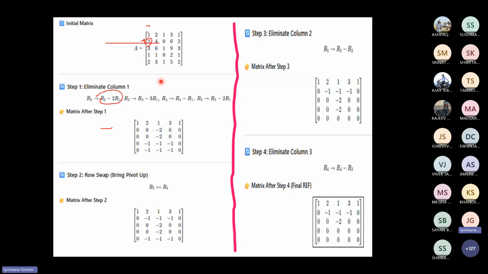All right. Now, what will you apply here? R5 minus 2R1. This is 2, so R5 minus 2R1. So 2 minus 2 is 0. 3 minus 2 into 2 is 4, so 0 minus 1. 1 minus 1 into 2 is minus 1. 5 minus 3 into 2 is 5 minus 6, which is minus 1. 2 minus 1 into 2 is 0.